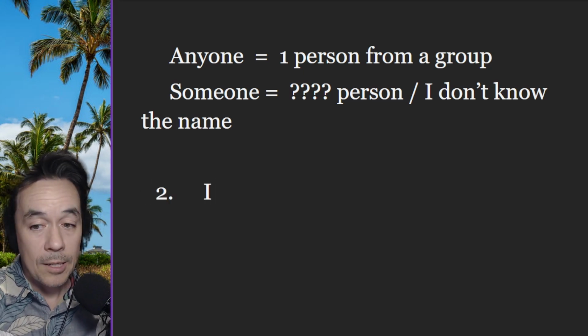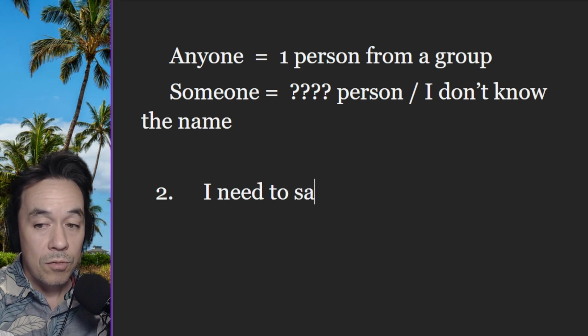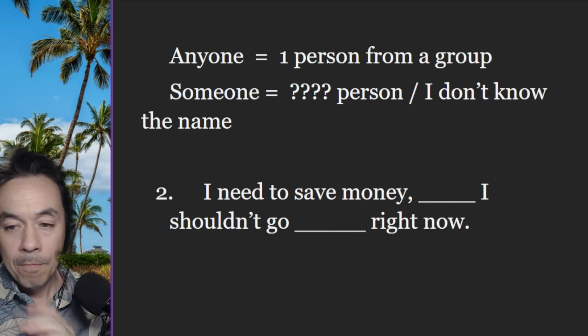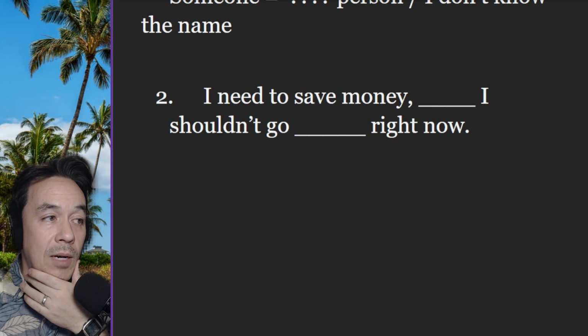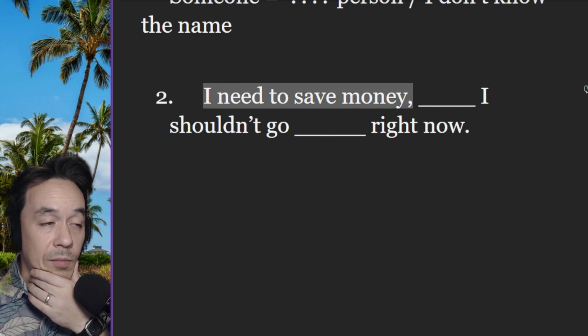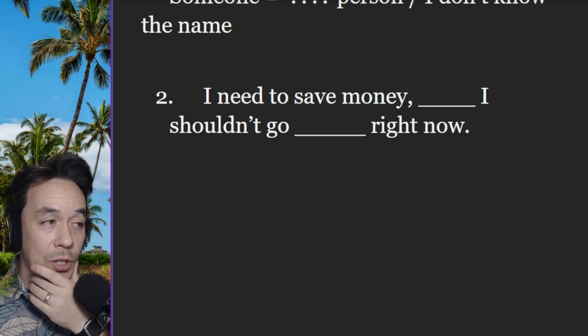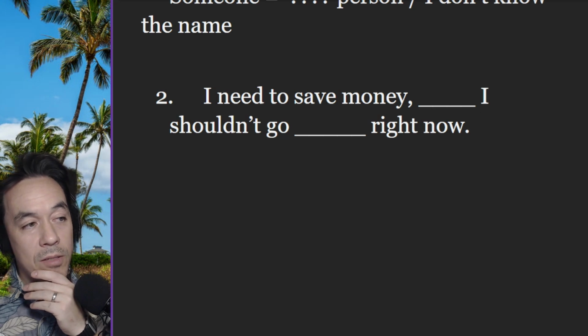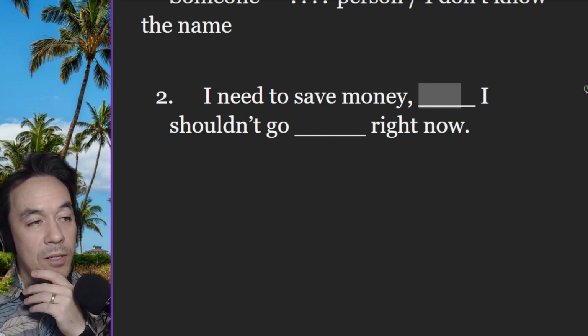Let's see. I need to save money, comma, blah blah. I shouldn't go blah blah right now. Okay, so I need to save money. Blah blah. I shouldn't go. So here, yeah, the hint here is the connector. There's a comma here, and there's another subject, I. So I need to save money.